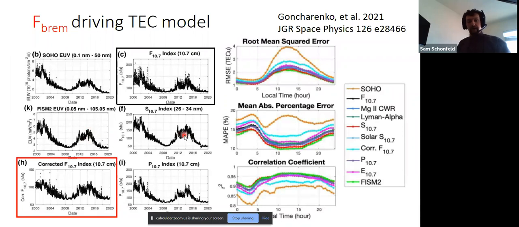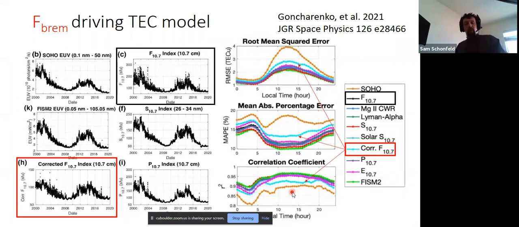And so here I'm showing a number of measures of the performance of these models as a function of time throughout the day. And so the F10.7 is black. You can't even see it. It's hidden in this grouping of all of the models where many of them are performing quite similarly. The corrected F10.7, this bremsstrahlung component, is the cyan, and it has the largest errors and the lowest correlation coefficient, which is kind of awkward.